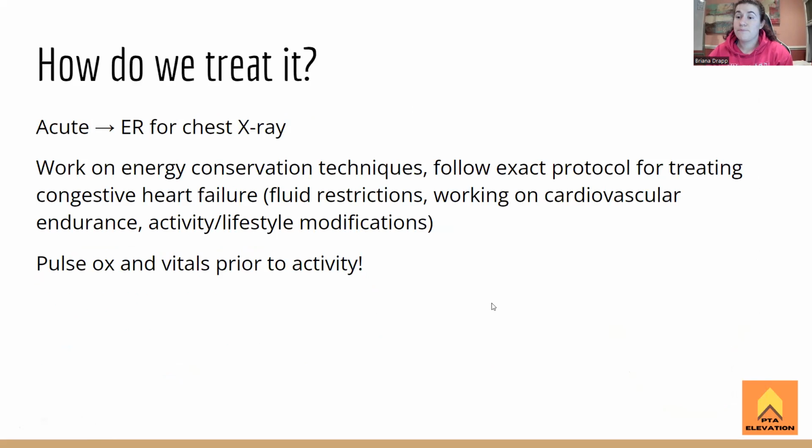How are we treating it? Watch the congestive heart failure video for treatments. That is pretty much all we need to know when it comes to treating pulmonary edema. If it's an acute pulmonary edema episode, we're sending them to the ER for a chest x-ray to figure out what the heck's going on, and then they will do their ER thing accordingly. When it's in the acute stages, that's a medical emergency. We're sending them to the hospital. That's pretty much what we need to know.